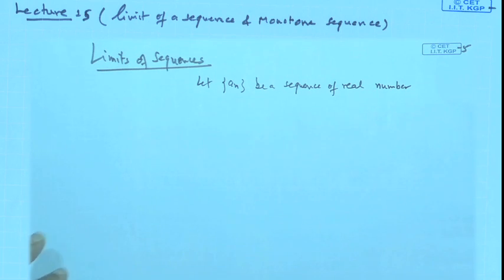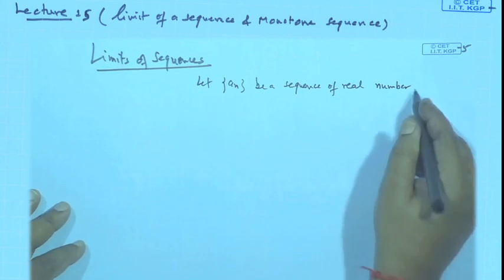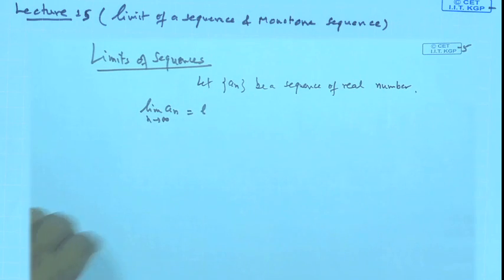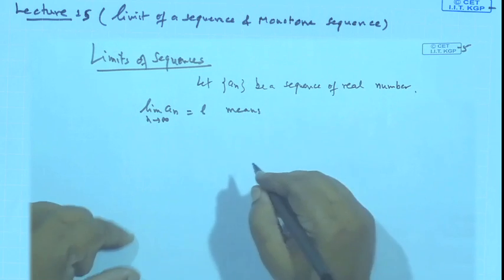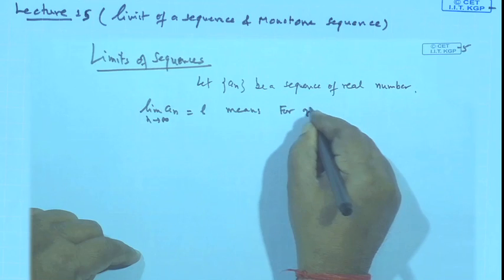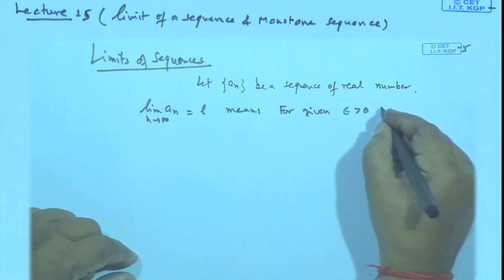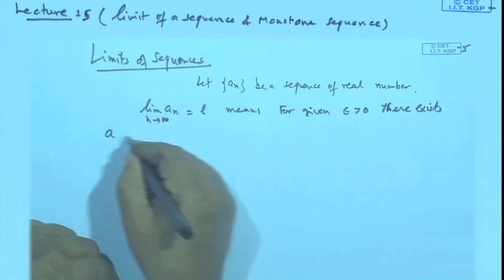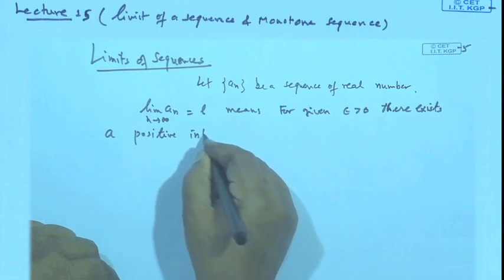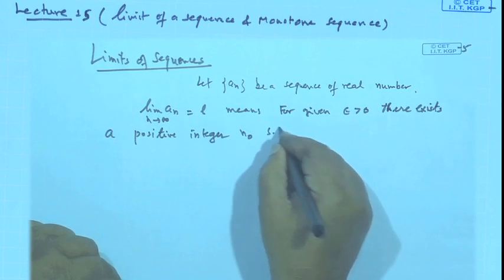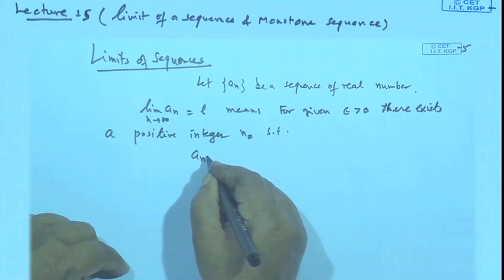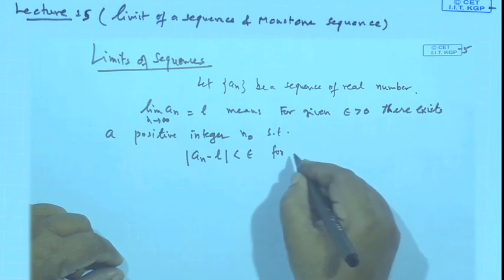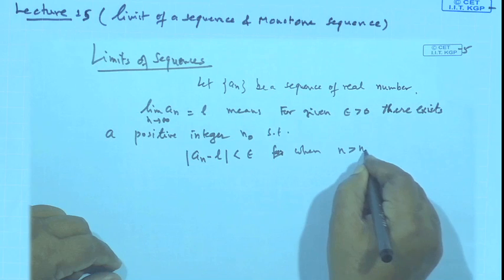Okay. Let A n be a sequence of real numbers. Suppose we say limit of the A n as n tends to infinity is L, means for a given epsilon greater than 0, there exists a positive integer n naught such that the difference between A n minus L, this difference can be made less than epsilon for all n when n is greater than n naught. Okay.